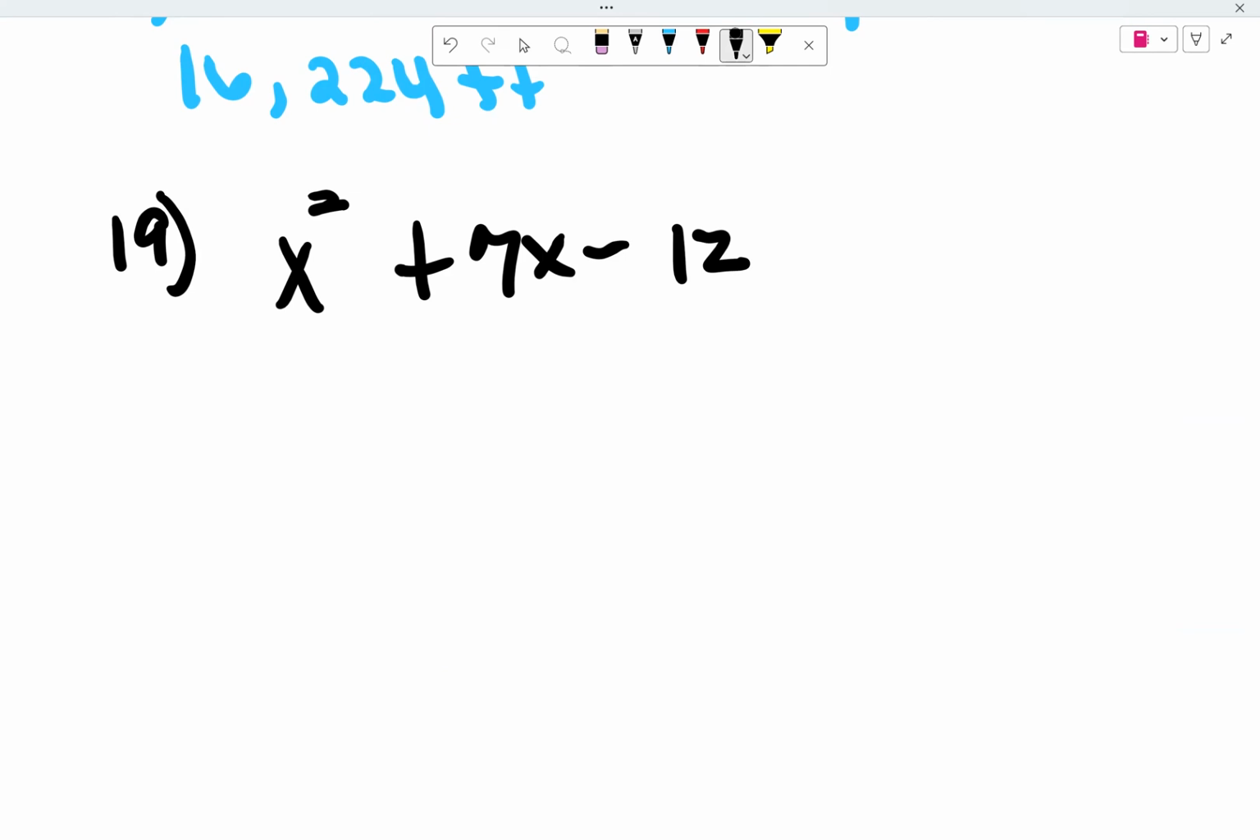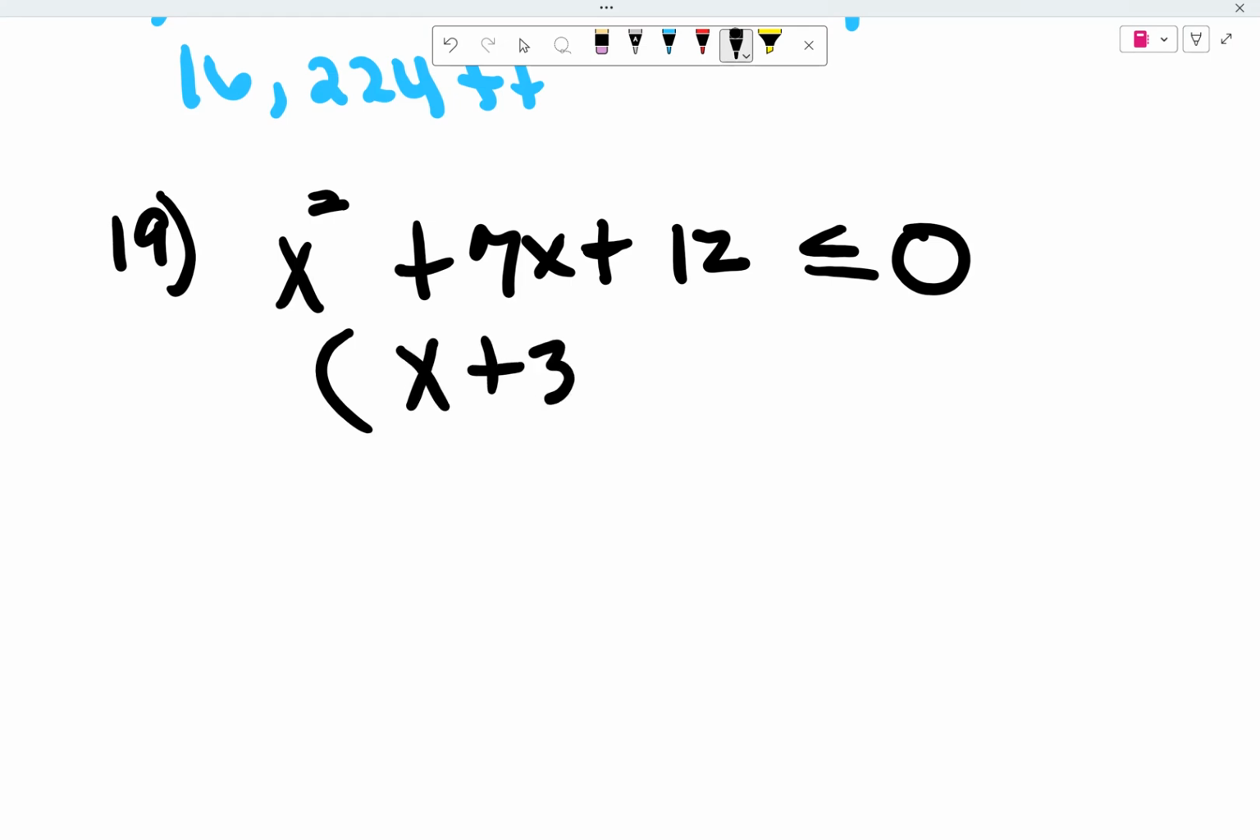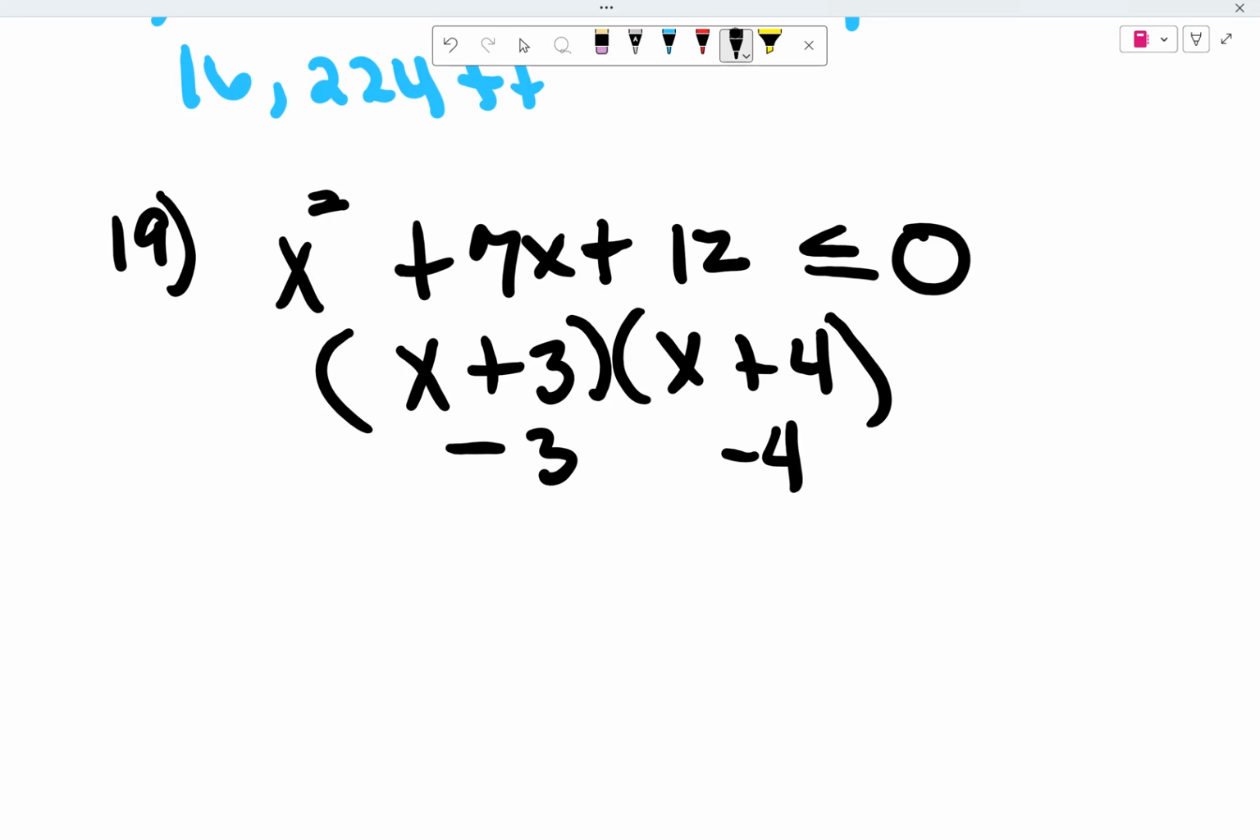And so the first thing I'm thinking about is factor. This is actually written as minus less than or equal to negative 12. So I'm going to bring it over as a positive 12. And it will now be less than or equal to 0. If I factor this, I get x plus 3, and I get x plus 4, which means my two critical numbers are negative 3, negative 4.